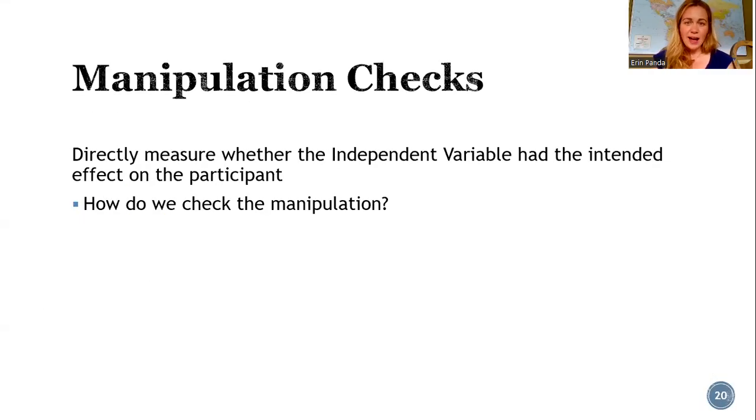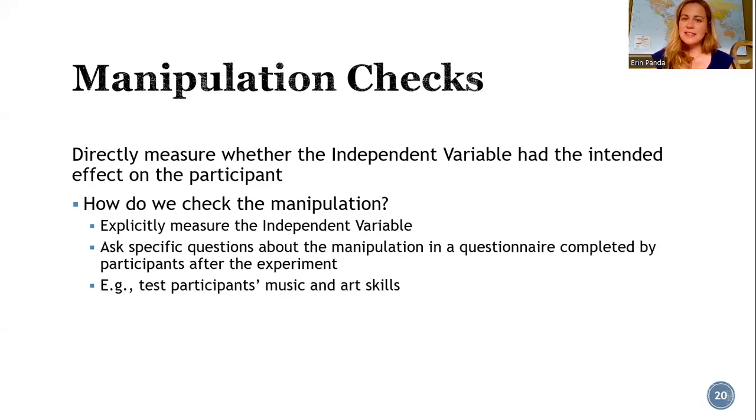Another important thing that a high quality experiment would do is called a manipulation check. This would be to directly measure whether the independent variable has the intended effect on the participant. So in this case, when we're talking about participants receiving music training versus art training, we would actually look to see, did kids learn anything from the music training? Look to see if the manipulation actually worked, if they were actually engaged in the study. This would be really great.